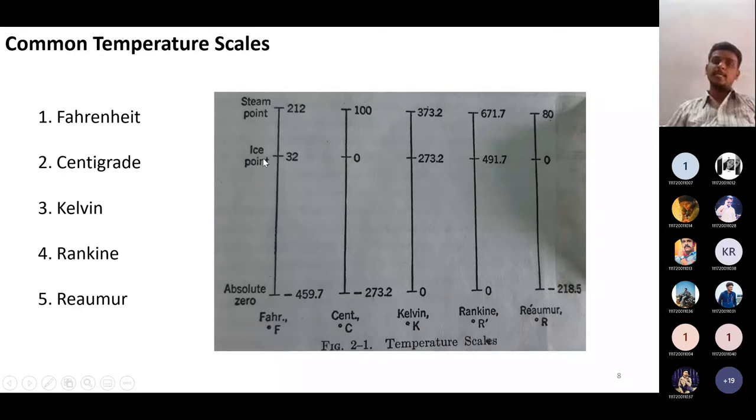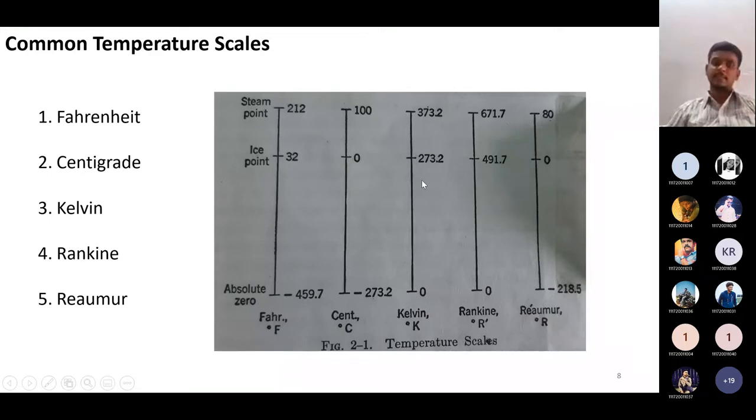The ice point for the Fahrenheit scale is 32 degrees Fahrenheit, and the ice point for the centigrade scale is 0 degrees centigrade. In terms of Kelvin, the ice point is 273.2, for the Rankine scale it is 491.7, and for the Reaumur scale it is 0 degrees Reaumur. The steam point for the Fahrenheit scale is 212, for centigrade it is 100, and for Kelvin it is 373.2. The Rankine scale is 671.7 and the Reaumur scale is 80 degrees.